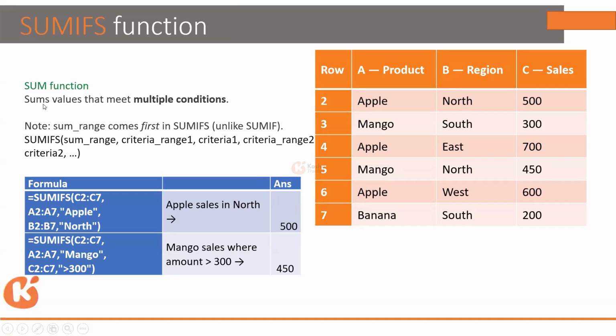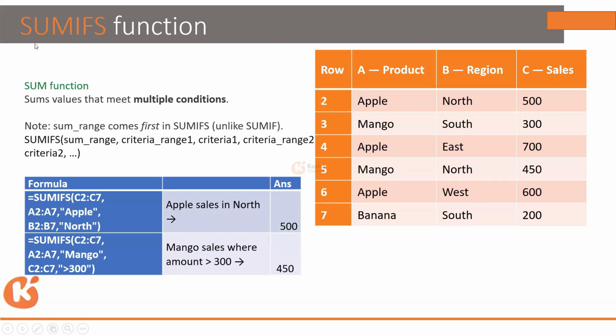And SUMIFS is used when a value has to meet multiple conditions. Here you can see Apple sales for the North region. You have given SUMIFS with C2 to C7 as the sum range, then A2 to A7 with Apple, and then B2 to B7 with North. You can see it comes out as 500.